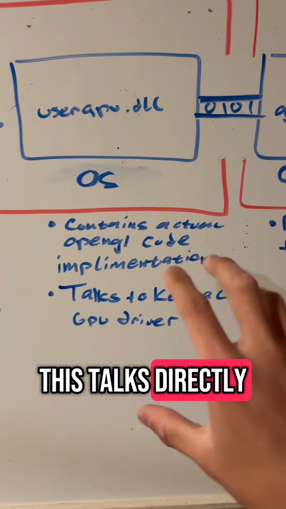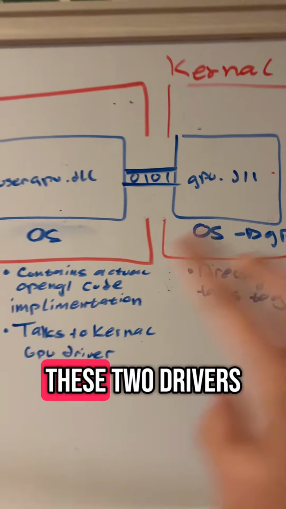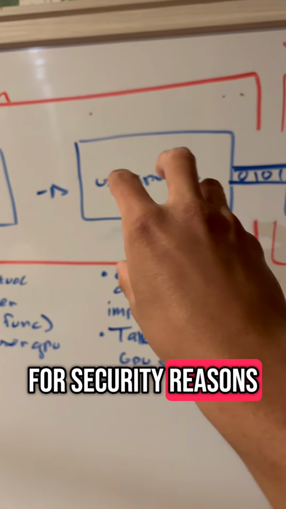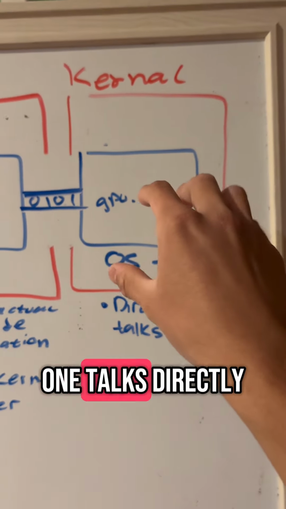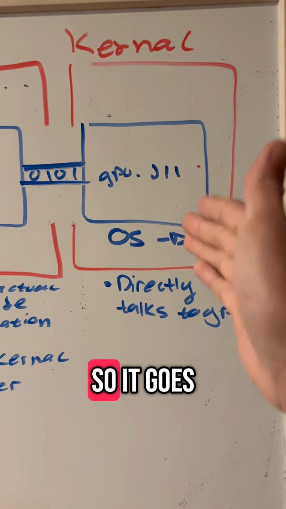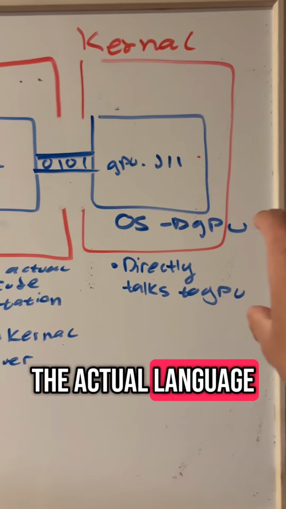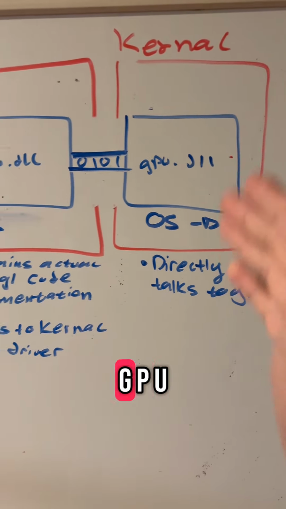This talks directly to the kernel GPU drivers. The difference between these two drivers is one's within your program for security reasons, so you don't corrupt the operating system. And this one talks directly to the graphics card. So it goes from, say, Windows to the graphics card, the actual language, so it talks directly to the GPU.